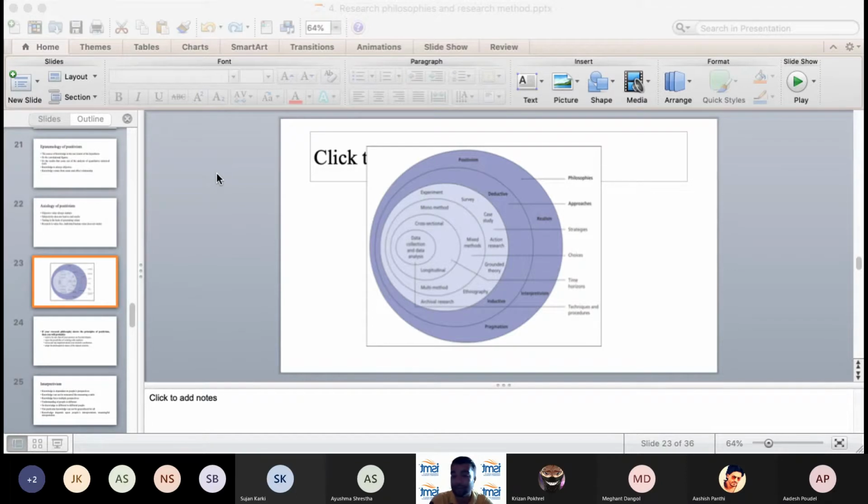Somehow, if you are not able to analyze your own ontology and epistemology of your research, then we have to deal with the research question. We have already told that part. Research question and research objective are the core fundamental part of the research, which guide us to choose eventually the layer of the onion.